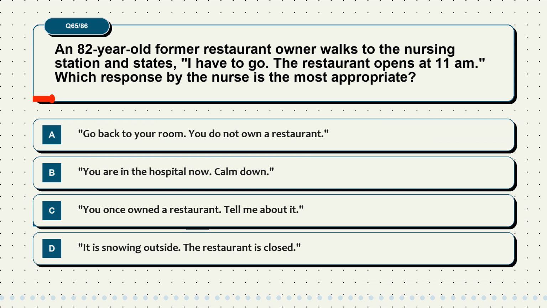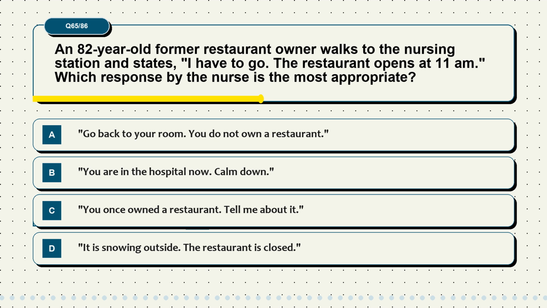Question 65. An 82-year-old former restaurant owner walks to the nursing station and states, "I have to go. The restaurant opens at 11 a.m." Which response by the nurse is the most appropriate? Here are the options.